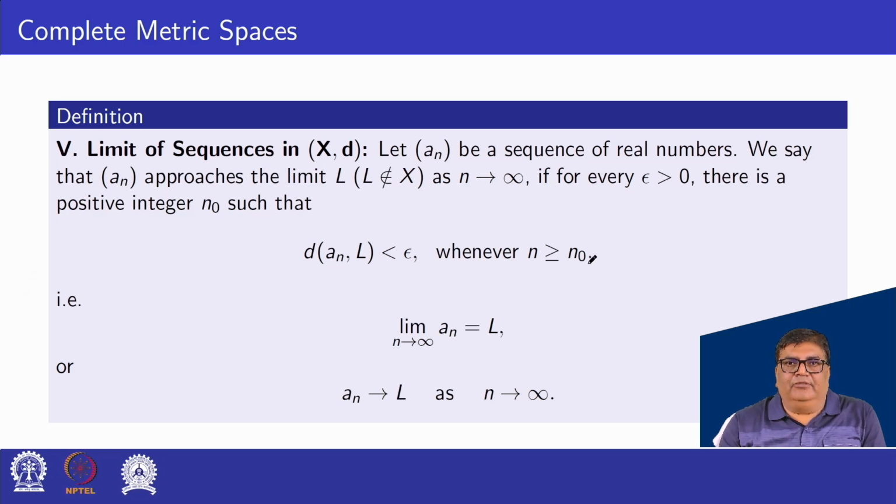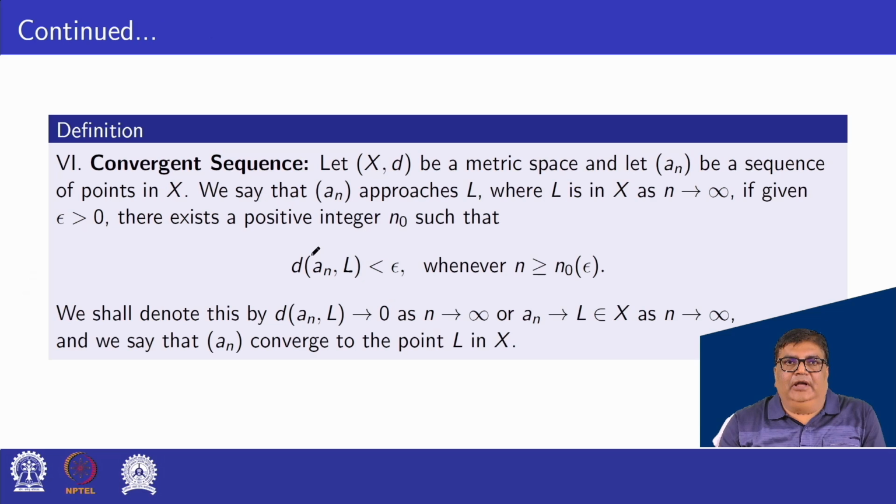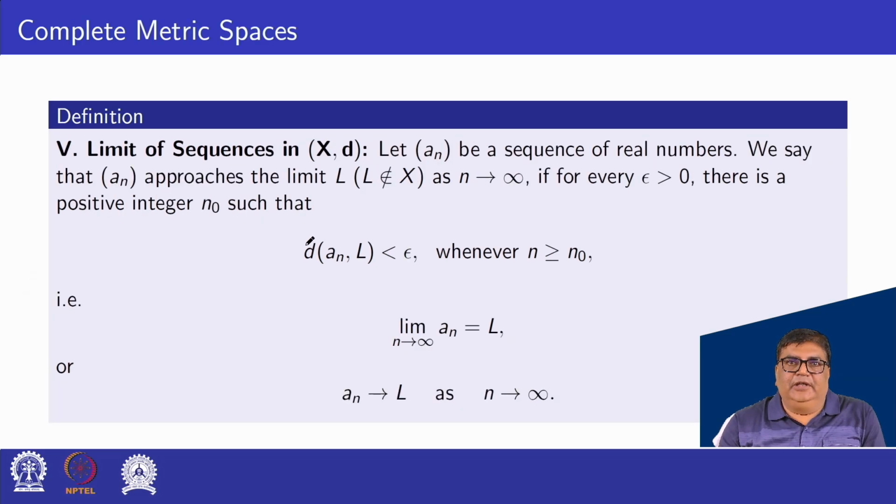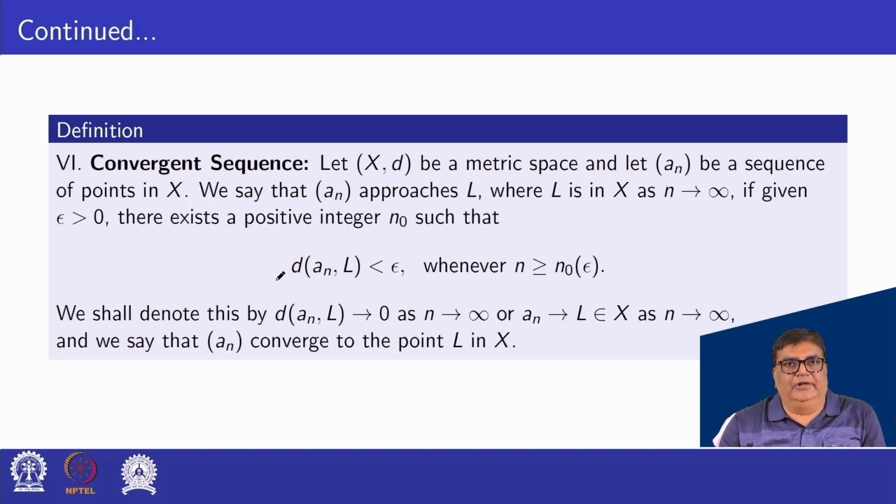Whenever n ≥ n0, then limit as n tends to infinity of a_n is equal to L, or a_n tends to L as n tends to infinity. Here it should be the non-empty set X. And convergent sequence: if the limit exists, L in X, then we say that it is a convergent sequence.